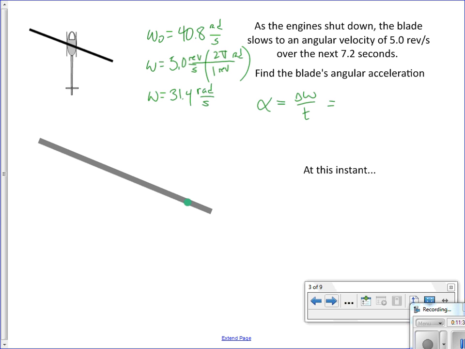Okay, so this is omega minus omega naught over t, which is negative 9.4 radians per second over 7.2 seconds. Okay with that? So 9.4 divided by 7.2. Negative 1.31 radians per second per second.